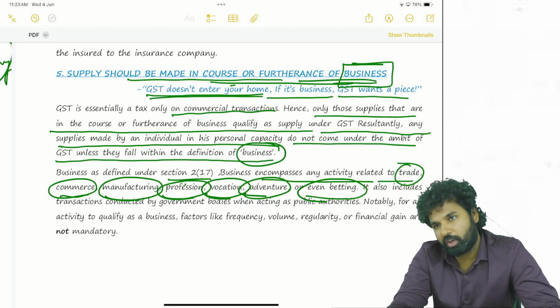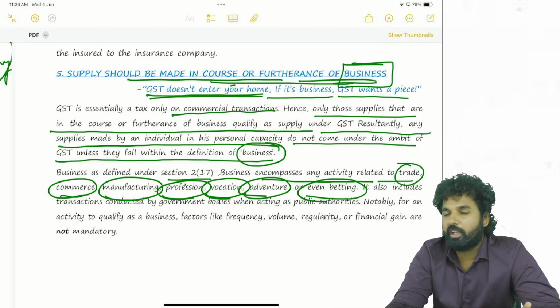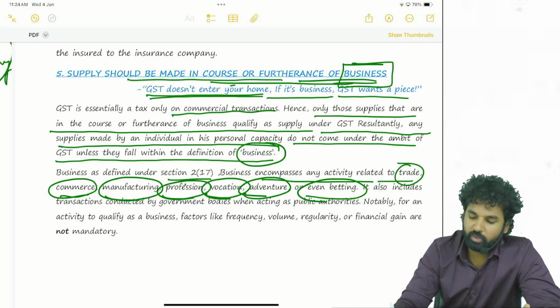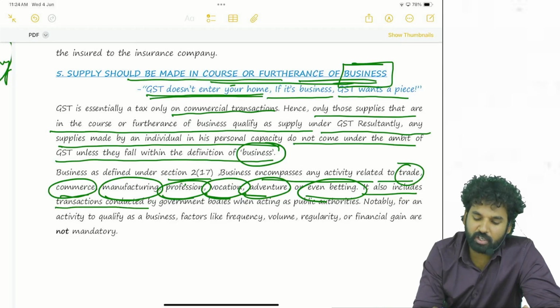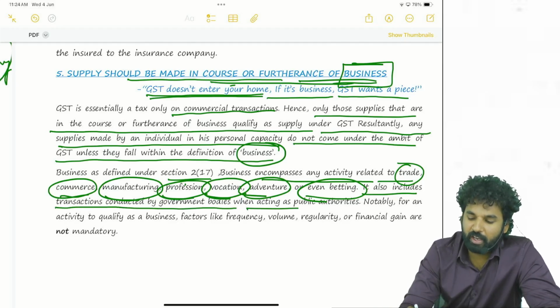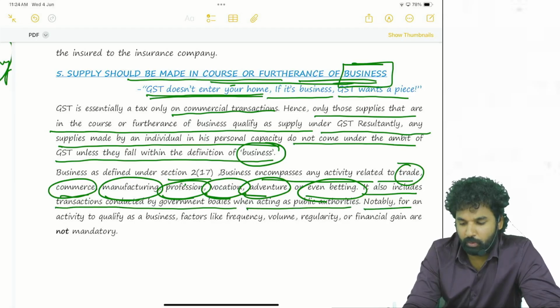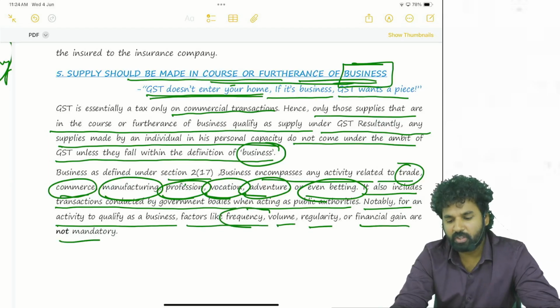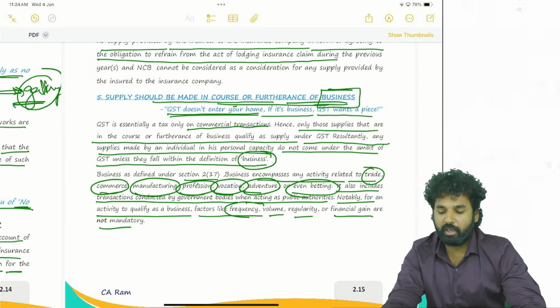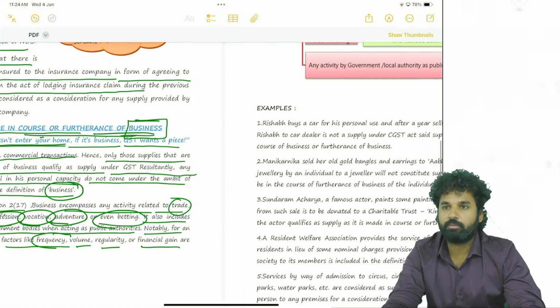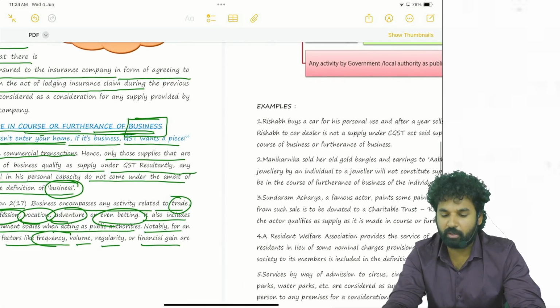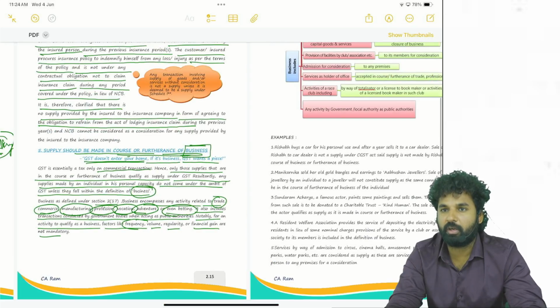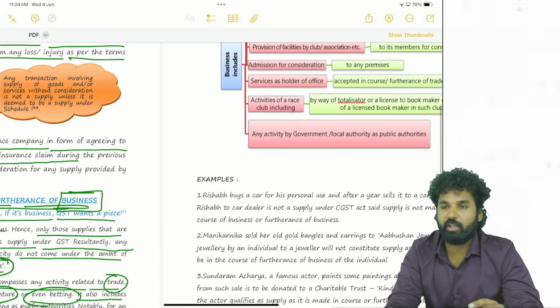Whether there is a volume or not, it doesn't matter. The intention will be looked at. It also includes transactions conducted by government bodies when acting as public authorities. Notably, for any activity to qualify as a business, factors like frequency, volume, regularity, or financial gain are not mandatory. So whether you are doing business for earning profit or not, it doesn't matter. Frequency doesn't matter, volume of the transaction doesn't matter. Intention will be taken into consideration.